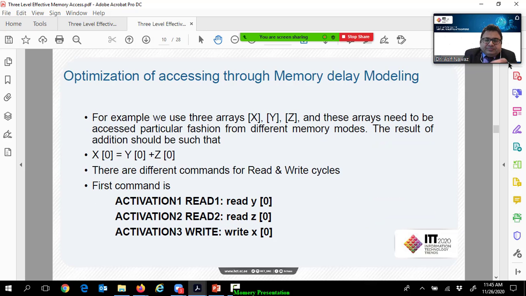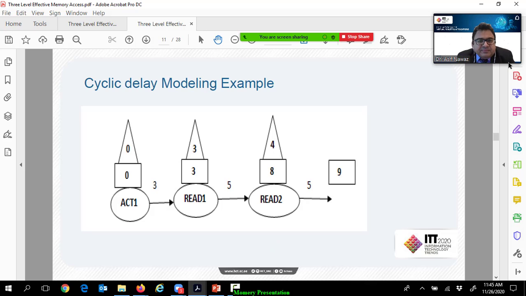So for example, if there is a single operation x0 = y0 + z0, what we'll do is read y0 first, then read z0, and then of course do the computation and then write the value in the register x of 0. So this is a simple command with read and write cycles, okay, simple assembly.